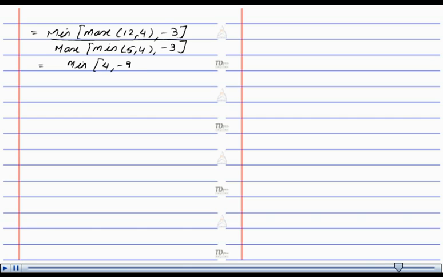That will be equal to maximum of 12 comma 4, comma minus 3 upon minimum of 5 comma 4, comma minus 3. That comes out to be minimum of 4 comma minus 3 upon maximum of 5 comma minus 3, that is 4 upon minus 3 or minus 4 by 3. And so we get the correct answer as option number 4.